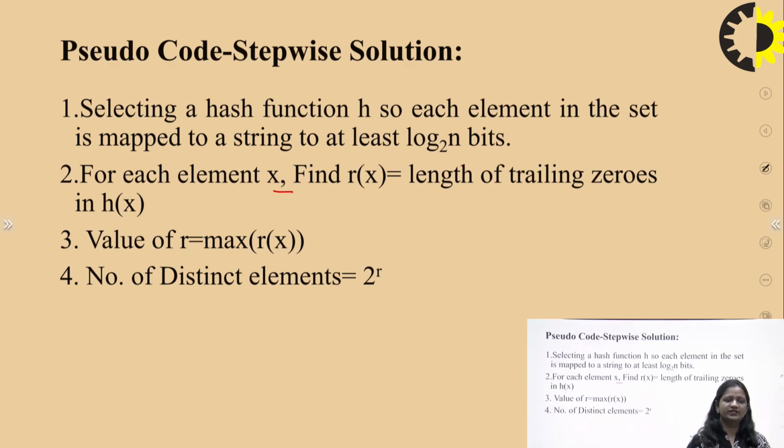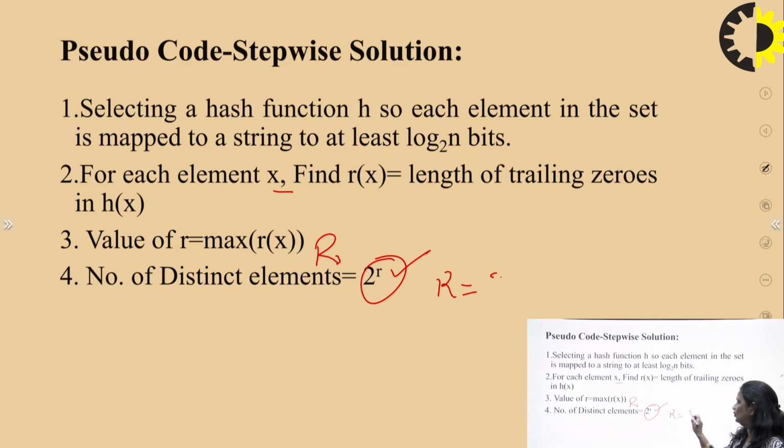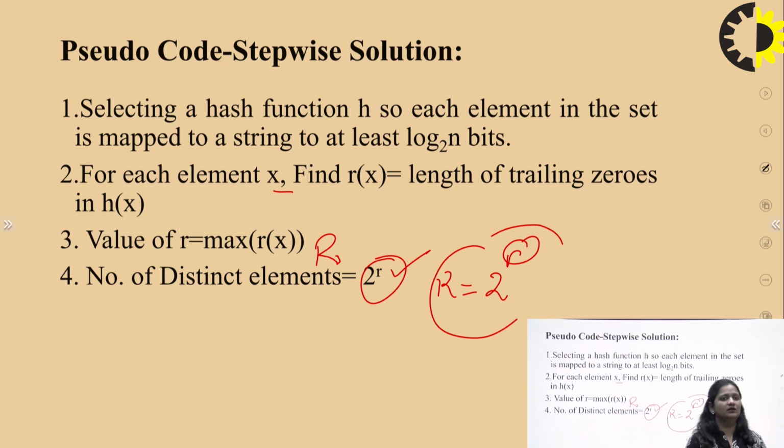So the number of distinct elements according to this is 2 to the power r. Here r is the maximum number of trailing 0s. The number of distinct elements is represented by 2 to the power r. By this formula, we can calculate the number of distinct elements in the Flajolet-Martin algorithm.